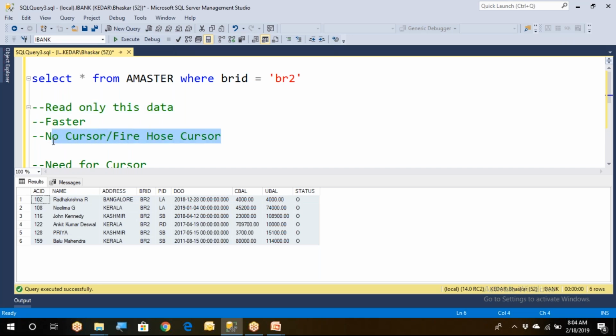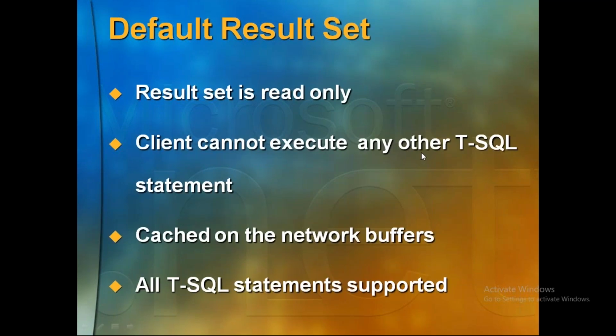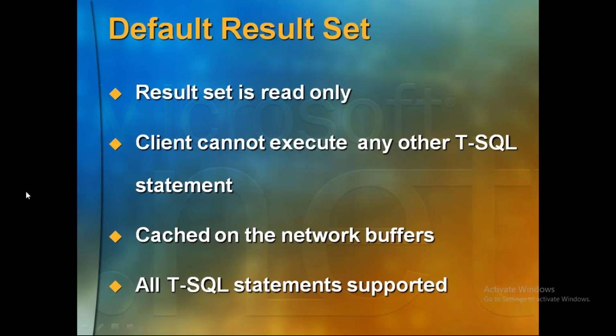No cursor is called a fire hose cursor. Clear? Entire result sets go into the application, Java, .NET, so whenever you have a front end and back end. The result set is read only. The client cannot execute any other SQL statements. I told you, right? When the data is given to the client, the client only displays it; it cannot do anything else. Client means Java application, .NET application.